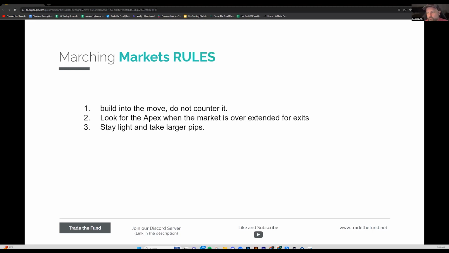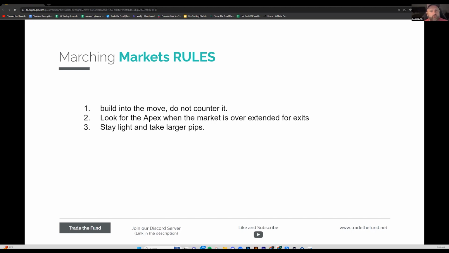Okay, now let's talk about the rules. Here's the marching market rules. Now, being able to quickly identify the marching markets, it's time to understand how we can operate within one. So here's the 3 key rules that you need to follow when you're trading inside of a marching market. The first rule to remember is to build into that move, do not counter it, right?